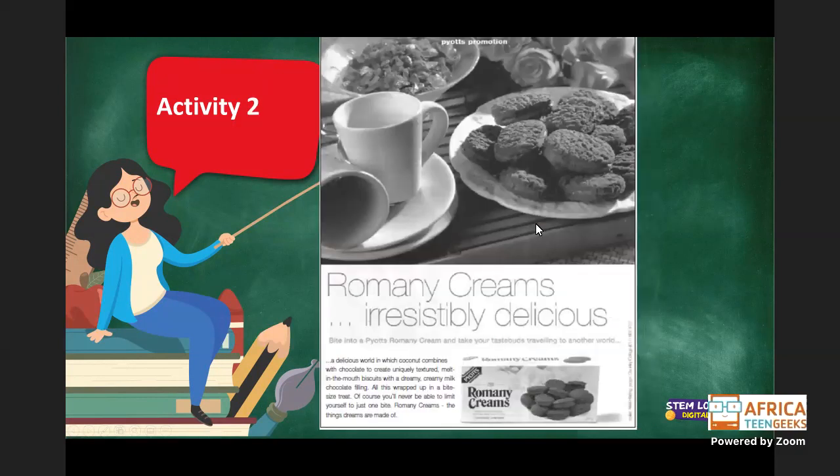Right, so we've got Romany creams, my absolute favorite. All right, so let's have a look at this one. So what stands out for you there? If you look at this picture, let's analyze. So what stands out for you there?